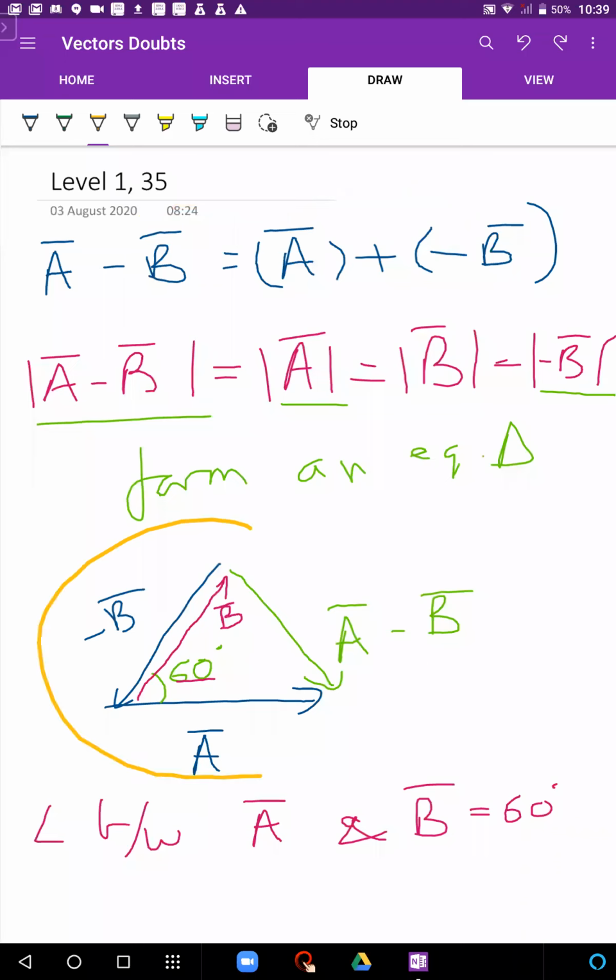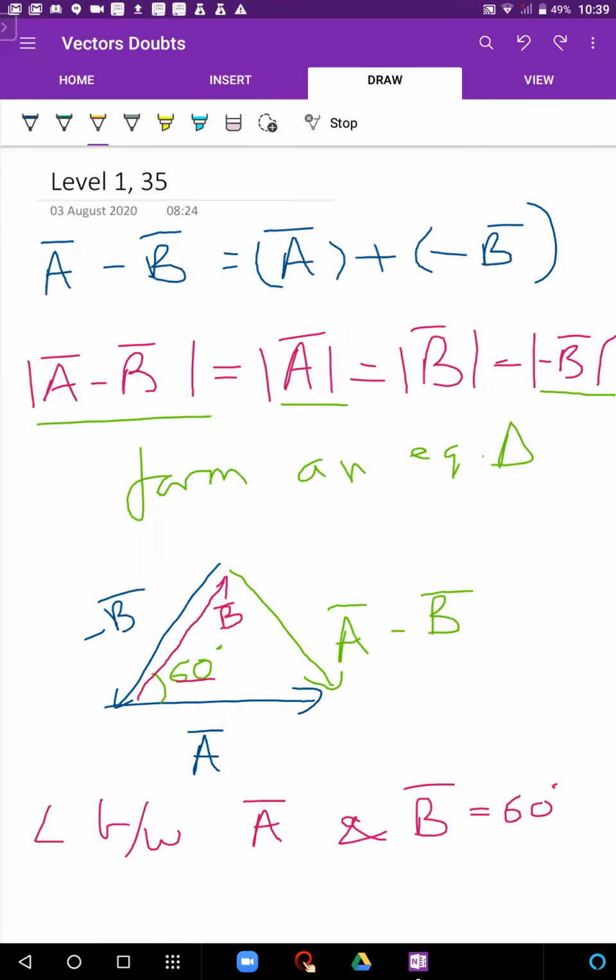So just draw an equilateral triangle. Label one of the vectors as minus B. Remember, you're adding minus B and A. So minus B and A are joined in a head to tail fashion. Minus B's head is on A's tail. So minus B and A are joined like this. The resultant in the opposite sense is their addition. So the resultant is A plus minus B, or A minus B. So this is our triangle.